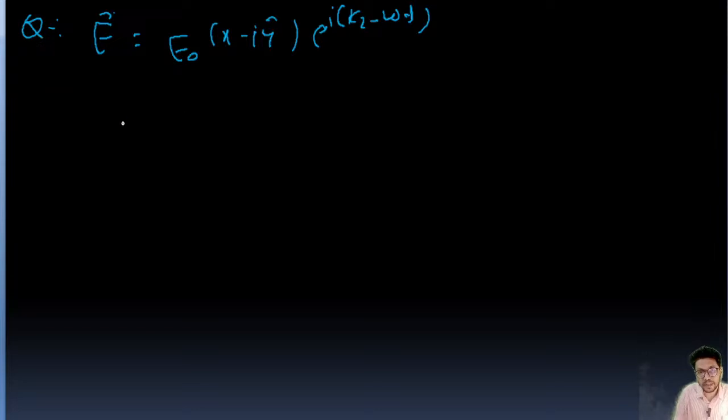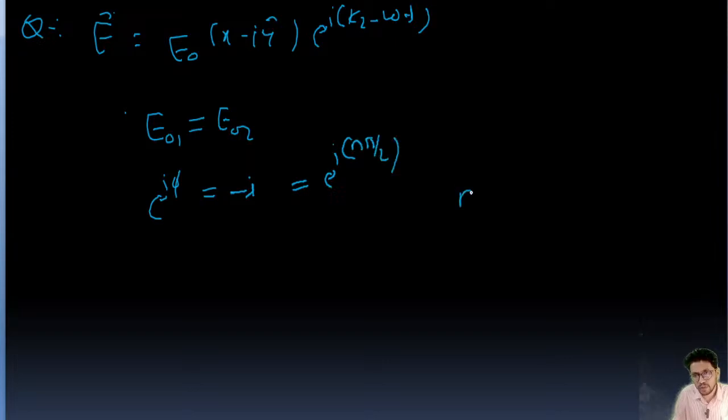Next question is the same, that is E equals E naught (x cap minus i y cap) e to the power i(kz minus omega t). From here I'm directly going to compare: E naught 1 equals E naught 2, and e to the power i phi is going to be minus i, by comparing.